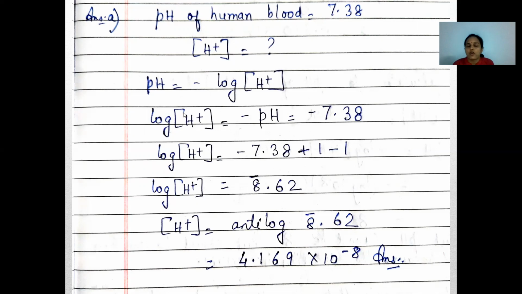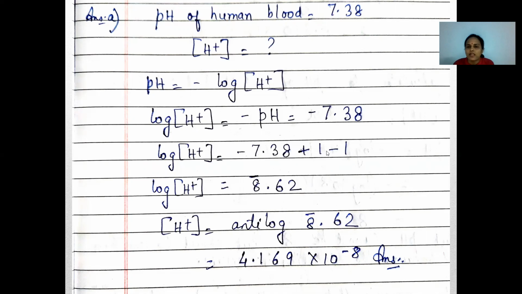So remember, in log, the mantissa part is never negative. You need to make the mantissa positive by adding plus 1 and minus 1 to the terms. So here you see, I have added minus 7.38, plus 1 and minus 1. So when I add plus 1 and minus 1 to the digit 7.38, minus terms together I'll add. Minus 7 minus 1 is minus 8. So this 8 is there on the characteristic digit. So I put 8 bar on it.